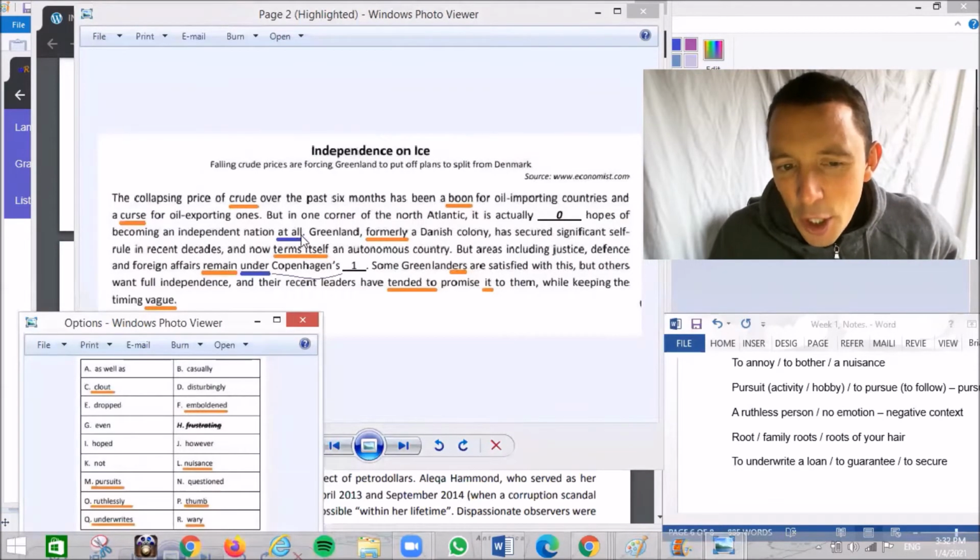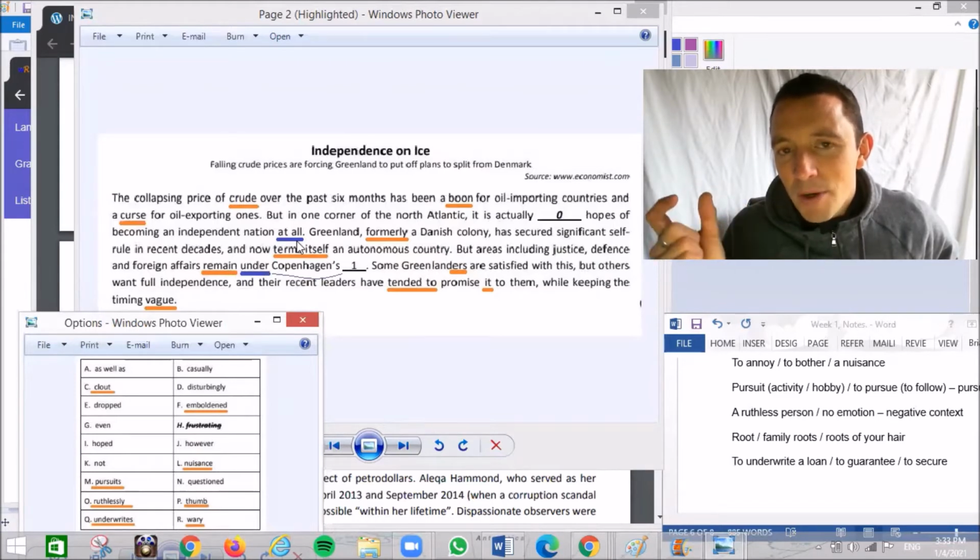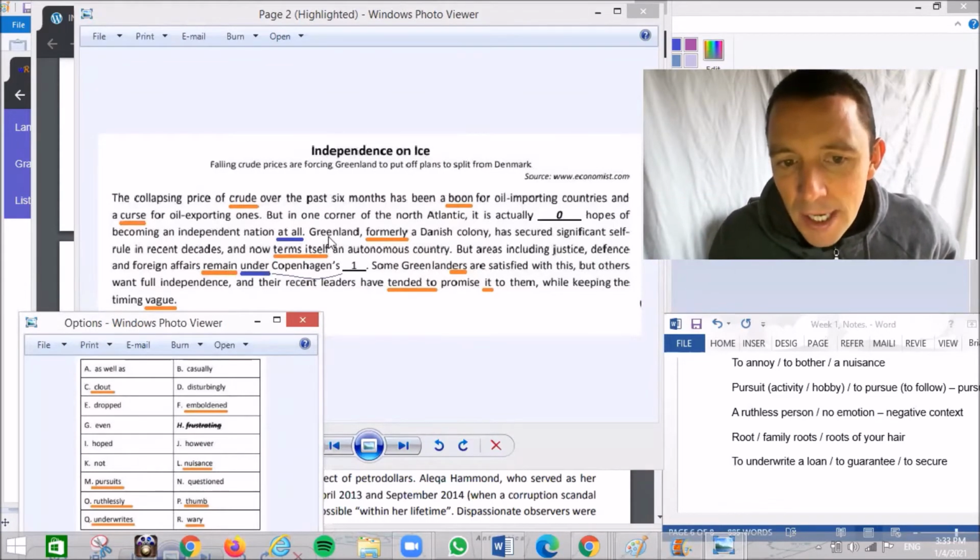That means like incluso una vez, like only, even if, incluso aunque, or incluso si. So at all is very good grammar, and it's the detail you need to be careful with, this explanation. So of the North Atlantic, it is actually frustrating hopes of becoming an independent nation at all. So it's a small chance, a small opportunity, and maybe they have one small opportunity, okay? So that's the significance of it all.